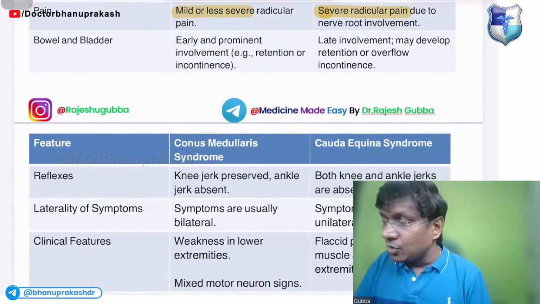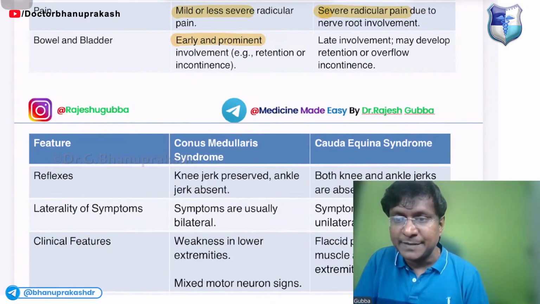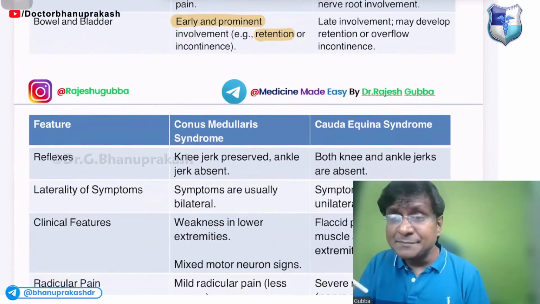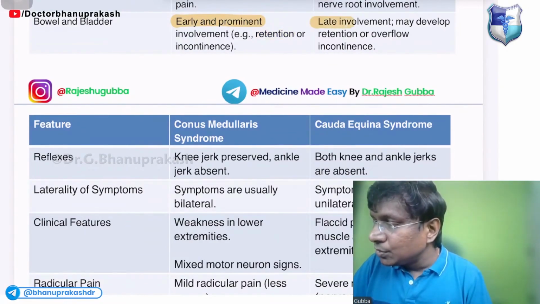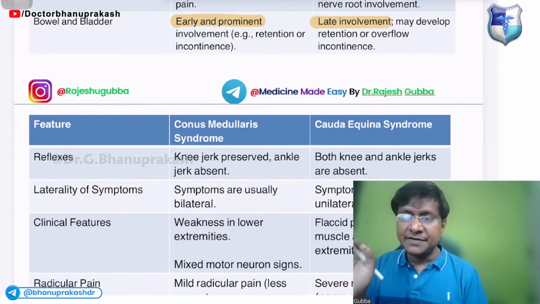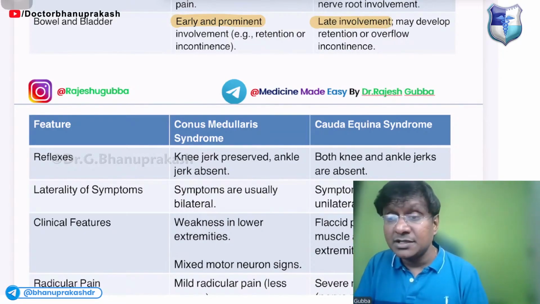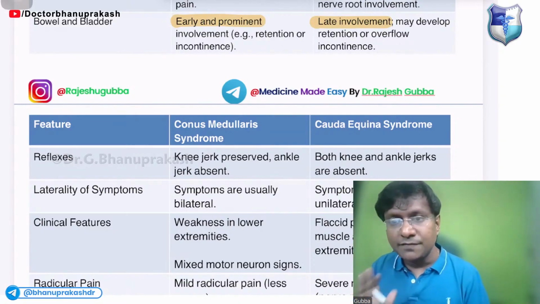Yes. Bowel and bladder involvement will be early and prominent in case of conus medullaris because there is involvement of the sacral part of the spinal cord. And that bowel and bladder involvement can be either in the form of retention or incontinence. Whereas in Cauda equina, it is the spinal nerves which are getting affected here, and that too, the initial fibers which get affected will be lumbar fibers, and that is the reason why you will have the involvement of the bladder and bowel later, because the sacral spinal nerves get affected later in case of Cauda equina. So early and prominent involvement in conus medullaris, late involvement in case of the Cauda equina.